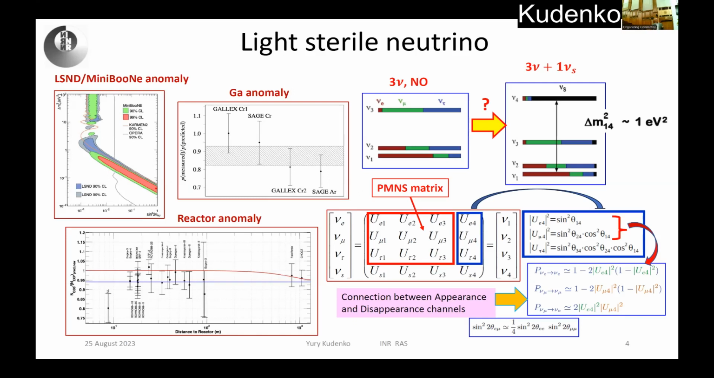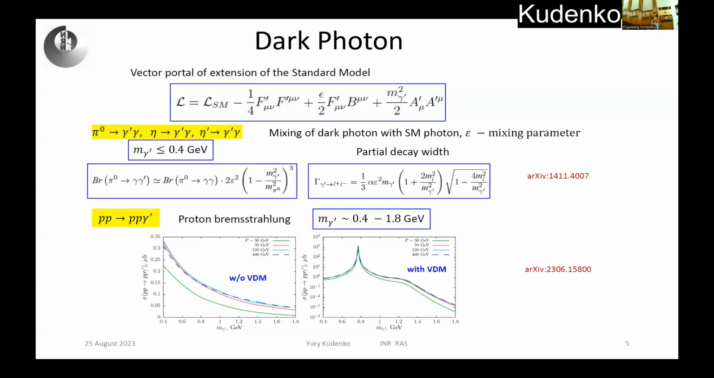Assuming normal ordering, we could add a fourth neutrino, the so-called sterile neutrino, with mass close to 1 eV. Then the standard PMNS matrix can be modified, adding this connection with sterile neutrinos. You cannot detect sterile neutrinos, but they can mix with our standard neutrinos using the expression shown here.